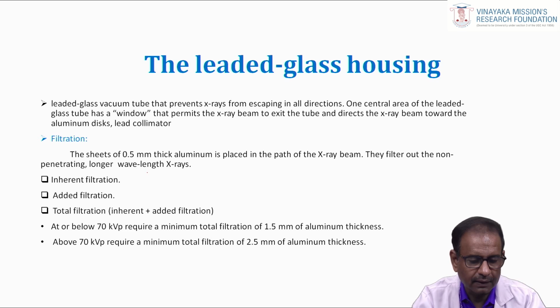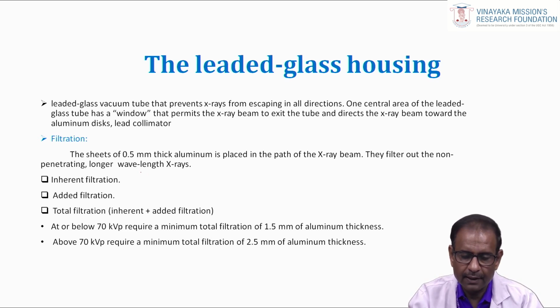The filtration method is a sheet of aluminum, 0.5 millimeter thick, placed in the path of the X-ray beam. It filters out the non-penetrating, longer wavelength X-rays. There are some types: inherent filtration, added filtration, and total filtration. Below 70 kVp (kilovolt peak) requires 1.5 millimeters of aluminum. More than 70 kilovolt peak means we need 2.5 millimeters of aluminum disc. The filtration uses aluminum.